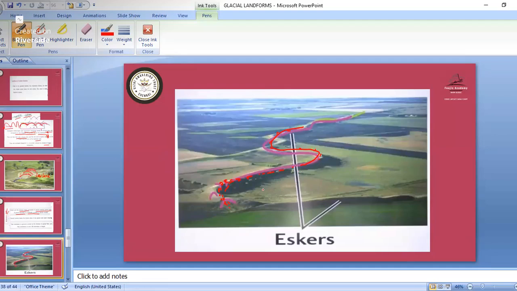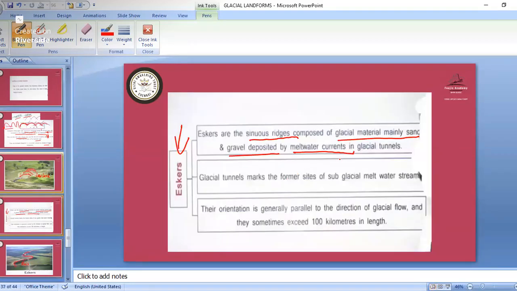So when it has been deposited and later the water dried, the highland area in that particular plain part will be known as what? Eskers. Okay, so here what happens?